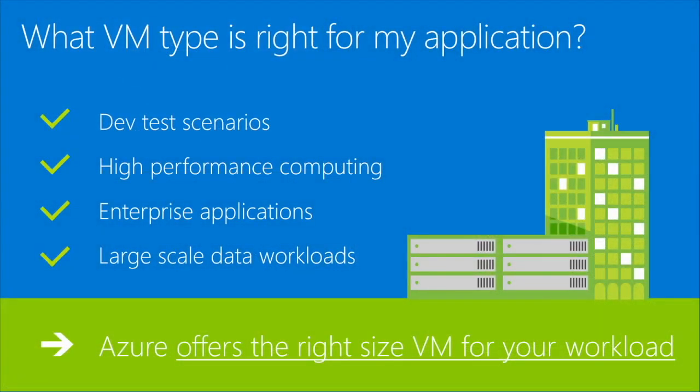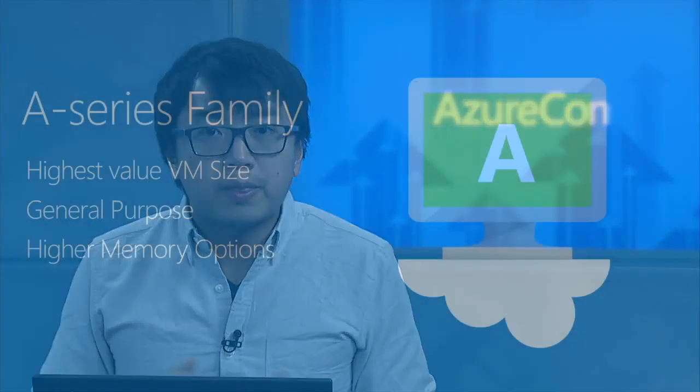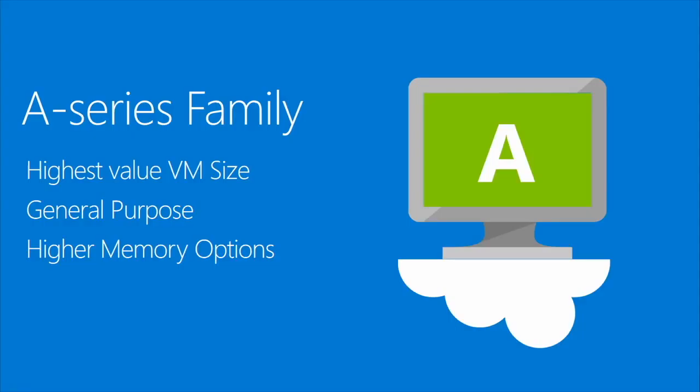The main point here is that Azure has all of the different sizes that you might need to run your workload, and right-sizing the VM to your workload. So let's talk first about the A-series family. We sometimes call this the classic VM size, in that it's the first set of sizes that we offered customers. We think about these as the highest value VM size because they're pretty cheap, they're still pretty powerful, and they allow you to run most of your general purpose workloads.